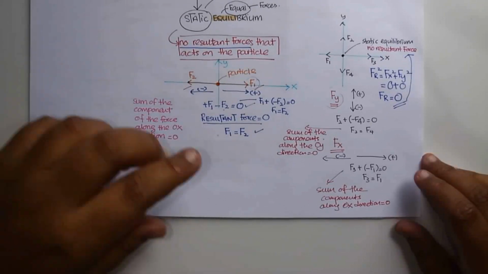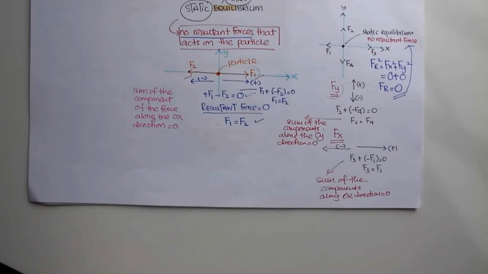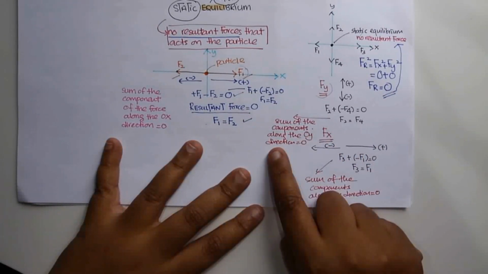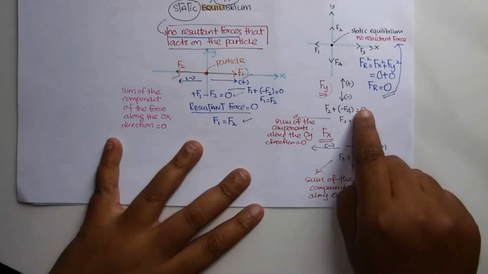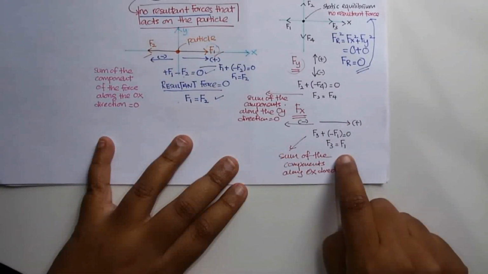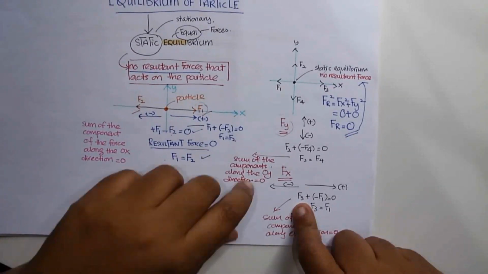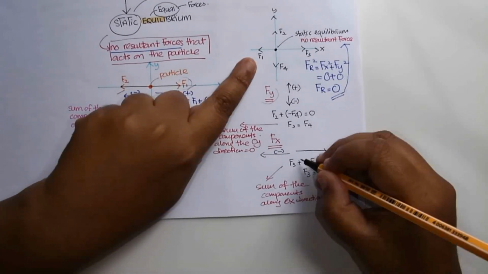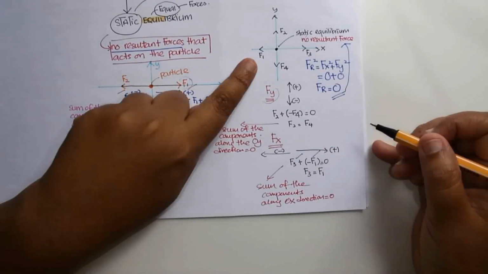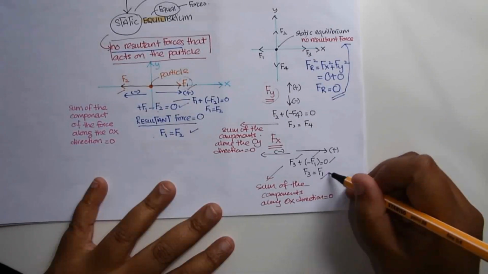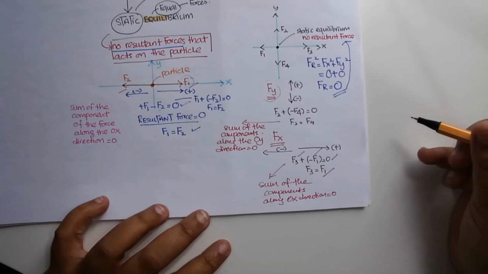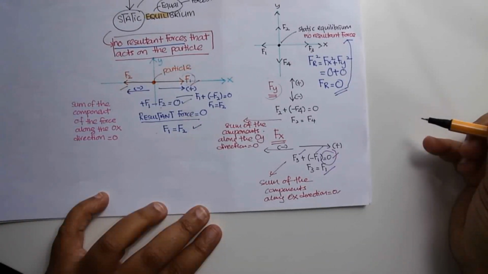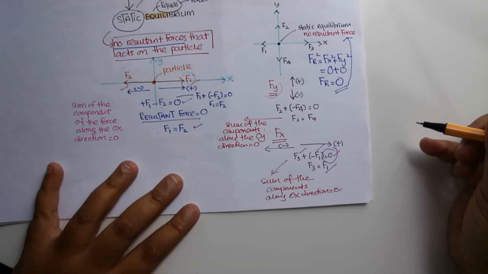Okay class, I just want you all to pay attention here because this did not come out just now in the video. So I have done this. The sum of the components along the OY direction is equal to 0. Then I found the sum of the components along OX, where I took F3 positive minus F1, because it's in the opposite direction, is equal to 0. So F3 is equal to F1. So we can say the sum of the components along the OX direction is 0. Okay, so that's it.